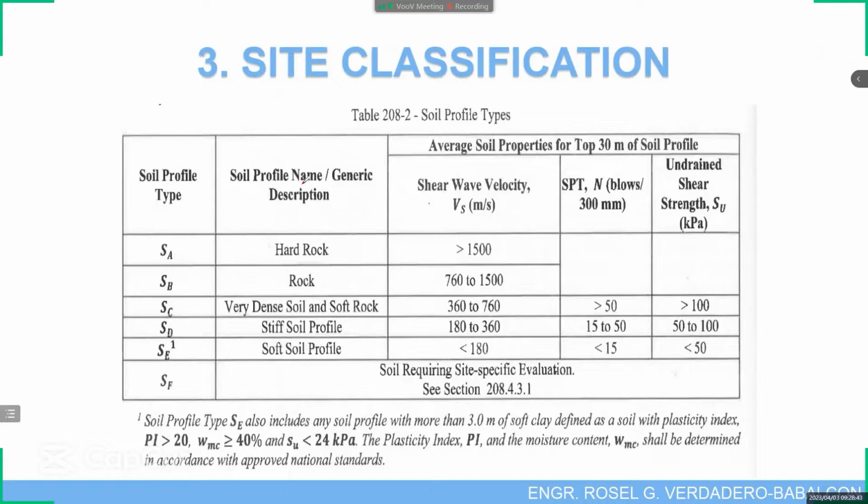So each site location has a specific geotechnical data which must represent a soil profile type. So we have soil profile type categories SA, SB, SC, SD, SE, and SF. For SA, its description is hard rock, SB is rock, SC is very dense soil and soft rock, SD is stiff soil profile, SE is soft soil profile, and SF is soil requiring site-specific evaluation.